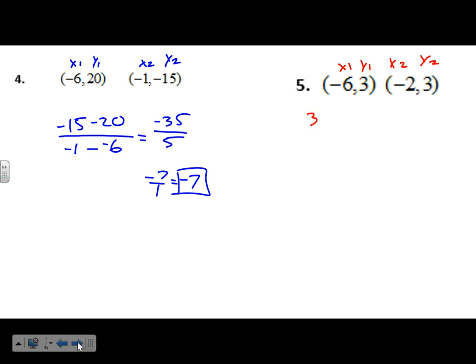3 minus 3 over negative 2 minus negative 6. 3 minus 3 is 0. It doesn't actually even matter what the denominator is at this point, but you should end up getting positive 2. No, see, I already made a mistake with that. Positive 4. So 0 over positive 4, the slope is just 0.